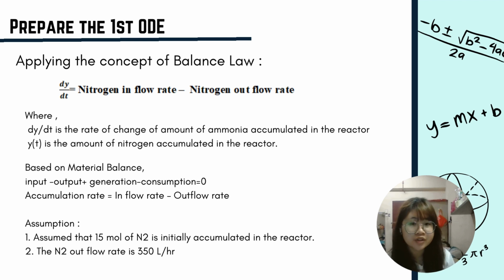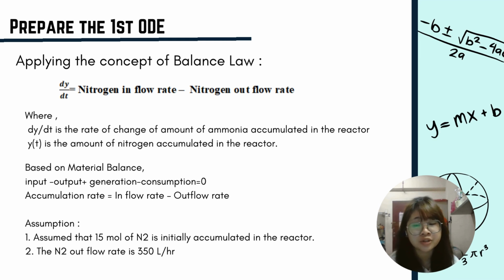To prepare the first-order ordinary differential equation, we apply the concept of balance law. In this case, dy/dt is equal to nitrogen inflow rate minus nitrogen outflow rate. dy/dt represents the rate of change of the amount accumulated in the reactor, while y(t) is the amount of nitrogen accumulated in the reactor.